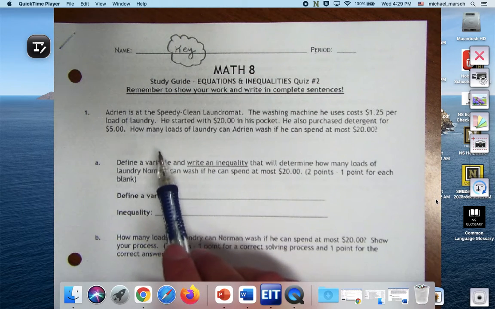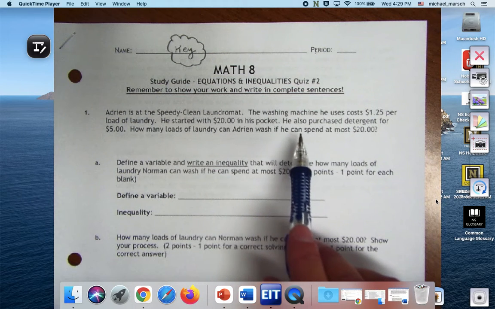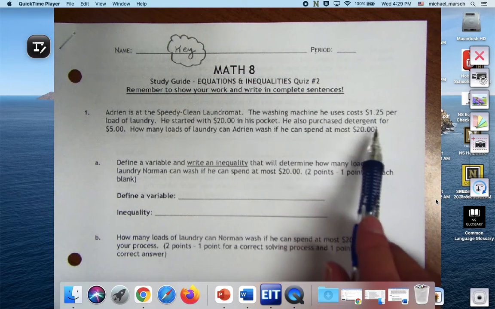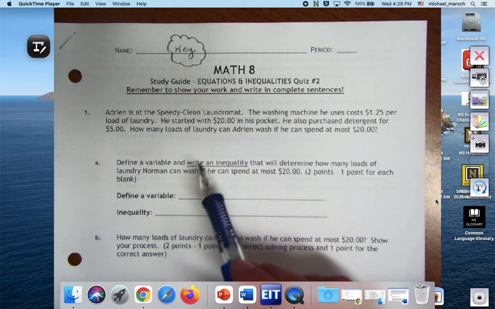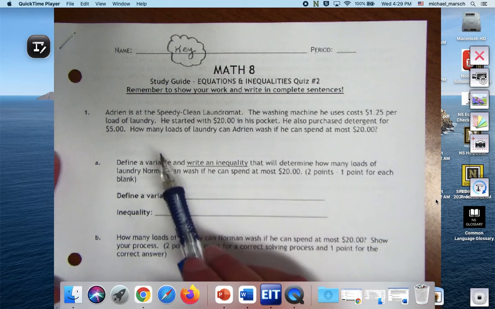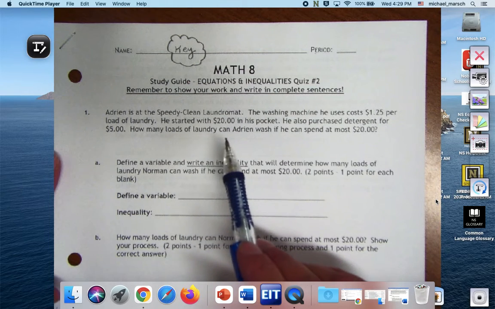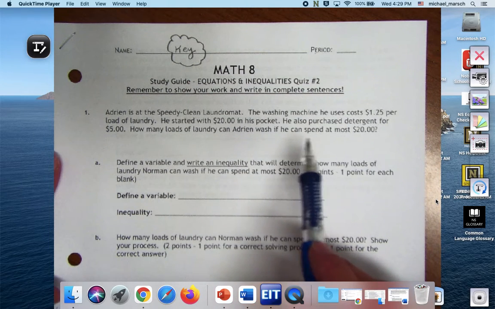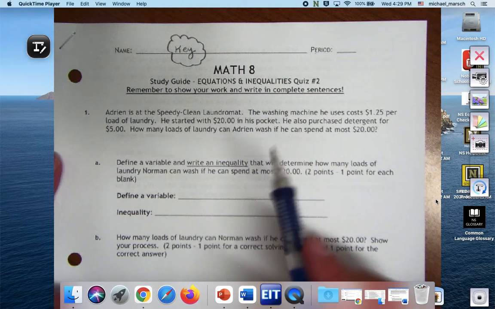We have Adrian at a Speedy Clean laundromat. The washing machine he uses costs $1.25 per load of laundry. He started with $20 in his pocket. He also purchased detergent for $5. How many loads of laundry can Adrian wash if he can spend at most $20?